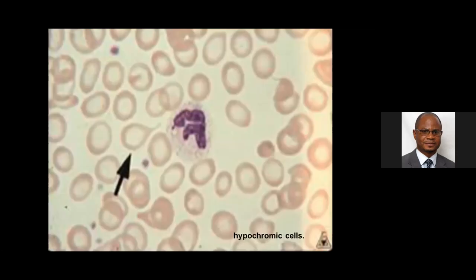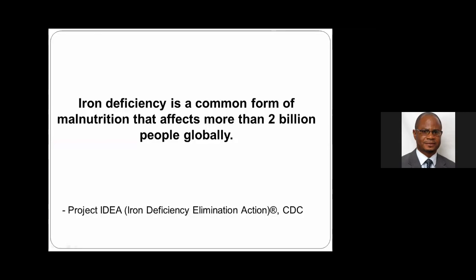So you have hypochromic cells. Look at the cells here. Very large center pallor in here, only a small amount of hemoglobin around it. These are hypochromic. All right.